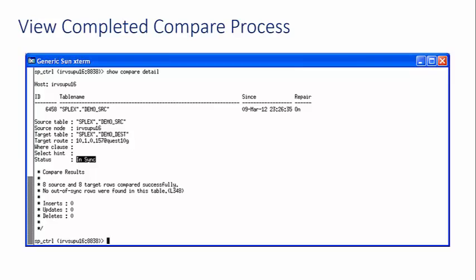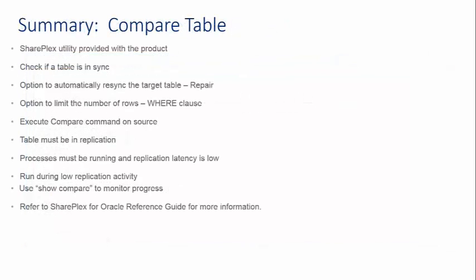To summarize, compare and repair are utilities provided by SharePlex that check whether source and target tables are in sync with each other. If an out of sync condition happens, SharePlex provides an option to automatically update the target table to make it an exact copy of the source. You can compare and repair the entire table or a subset of rows. The compare and repair command is always executed on the source. The table being compared must be a part of the current active config file.